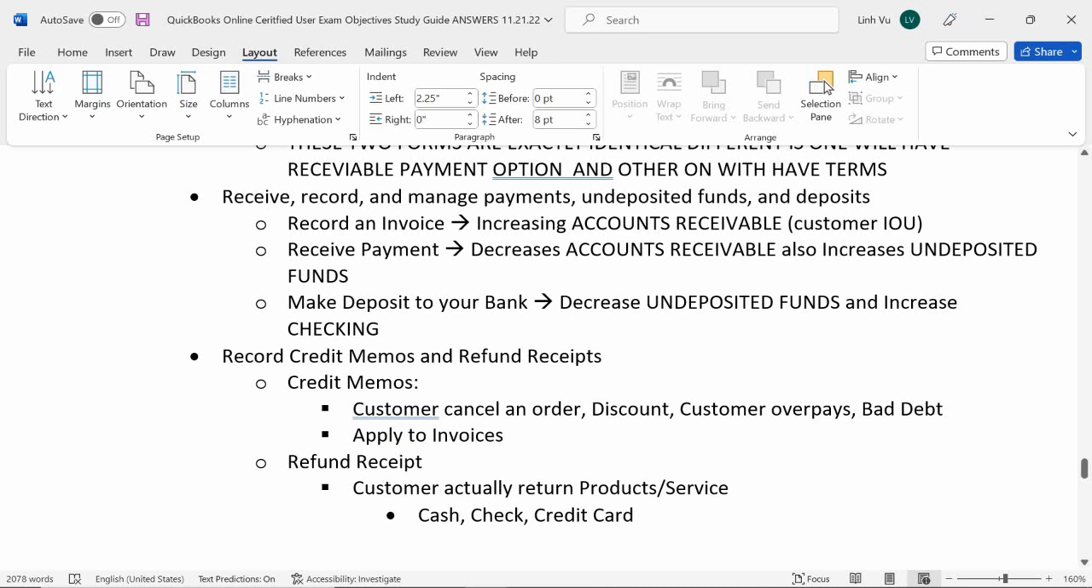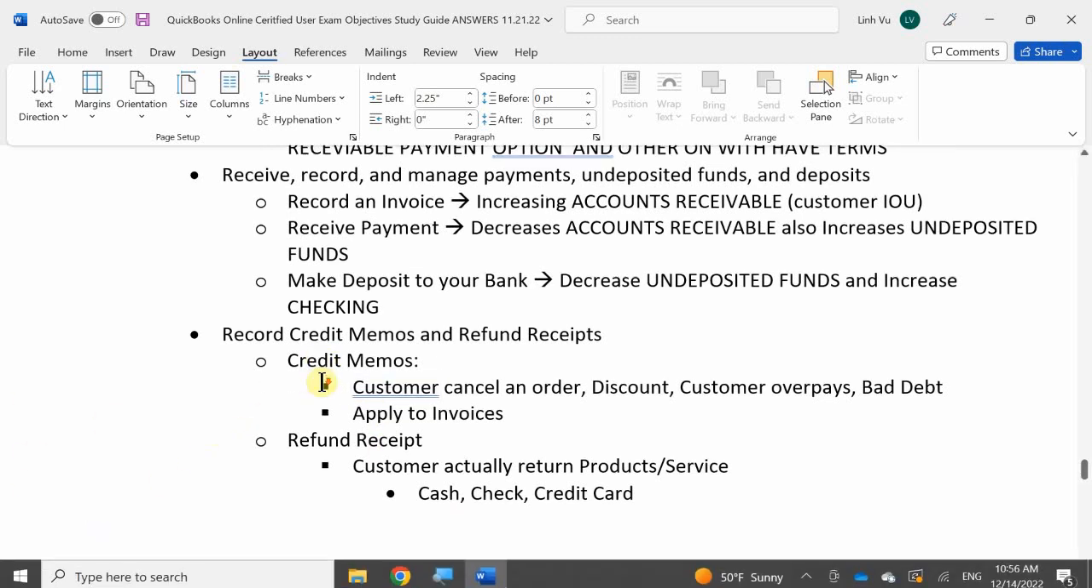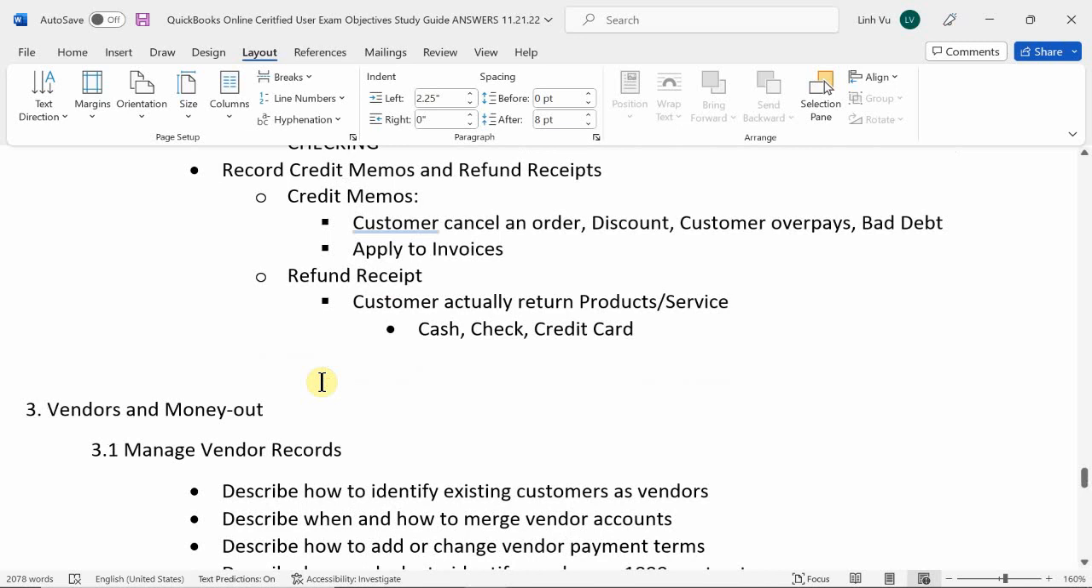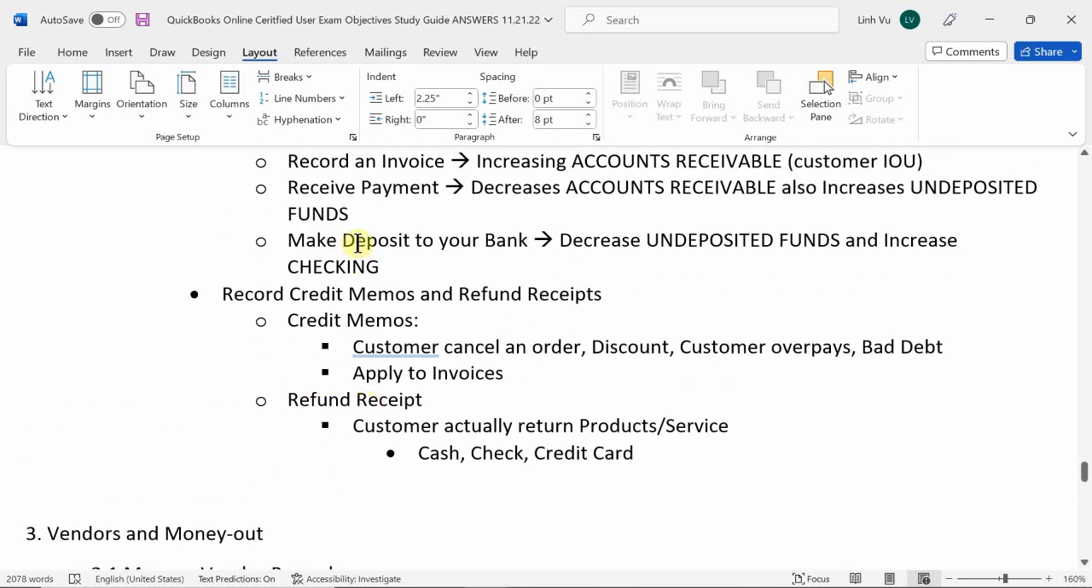Credit memos are usually used for invoices, where refunds are going to be more primarily used for people who've already paid via cash, credit card, or check. They already paid and you're refunding them actual money, where a credit memo is usually applied to an invoice. So that's the huge difference there.